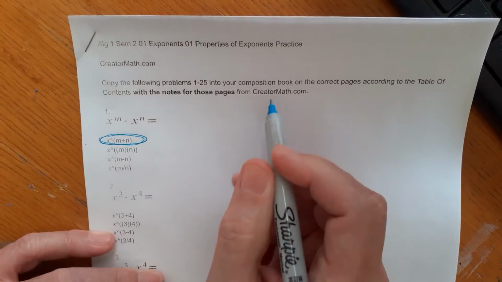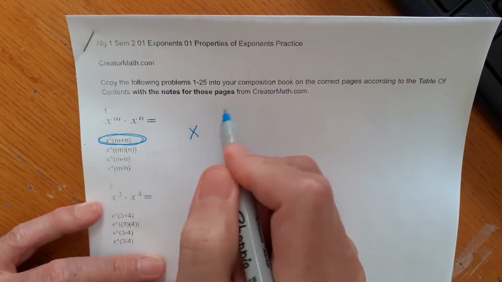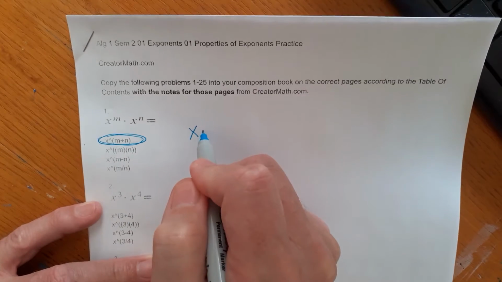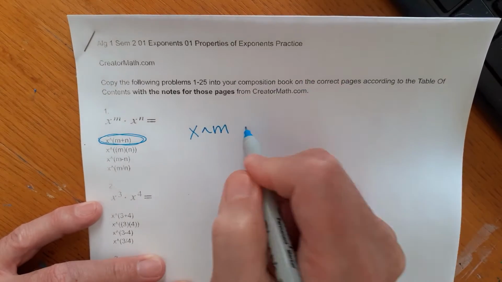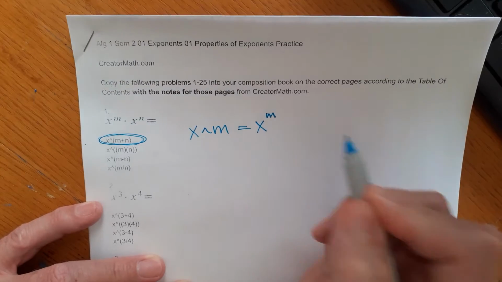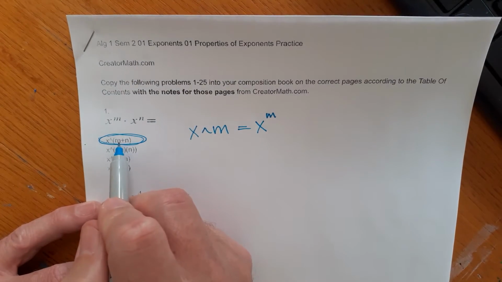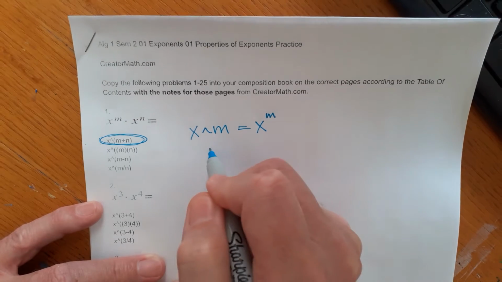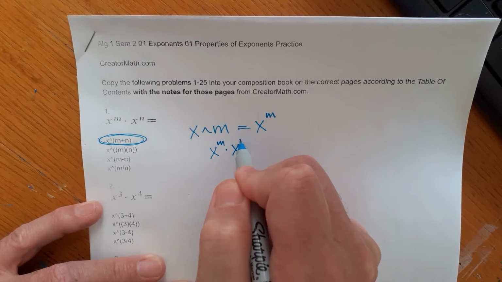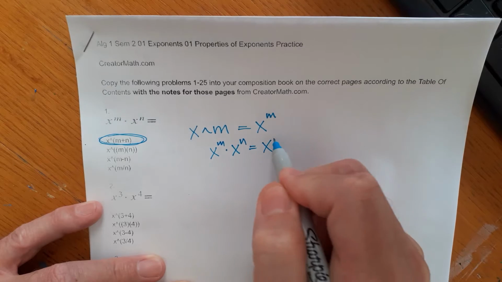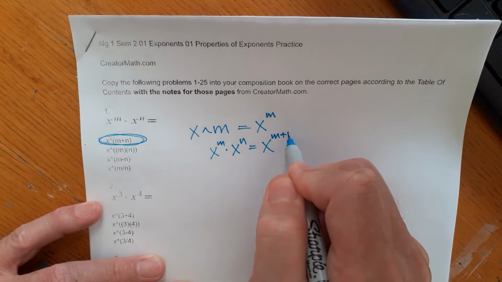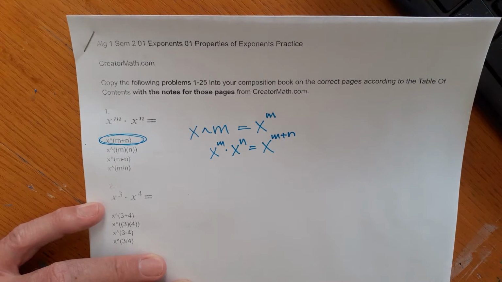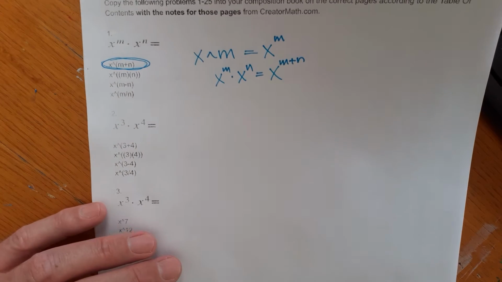Let's see if my pen works. So this is x. Notice the caret right here. X caret m means x to the m power, right? So when this says caret m plus n, it means you're taking x to the m times x to the n. When they multiply, the m and the n get added. I'm going to show you why in a second. All right, but start with that. Let's go to the next one.